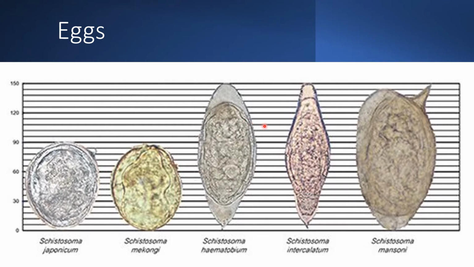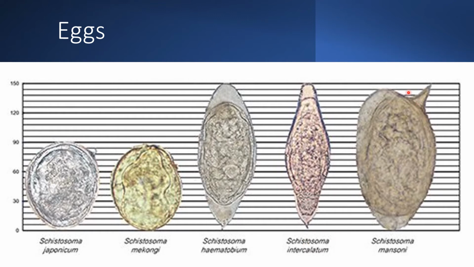Next, we have S. haematobium. It is elongated with a terminal spine, and it is acid-fast negative. If present, it is usually easy to identify because even if the egg rolls around, you can still see the terminal spine. This is commonly found in the urine. S. intercalatum is similar to haematobium, elongated with a terminal spine as well. However, it is acid-fast positive.